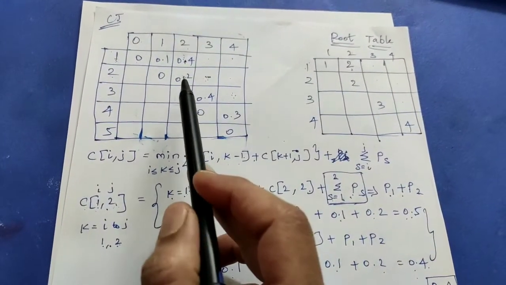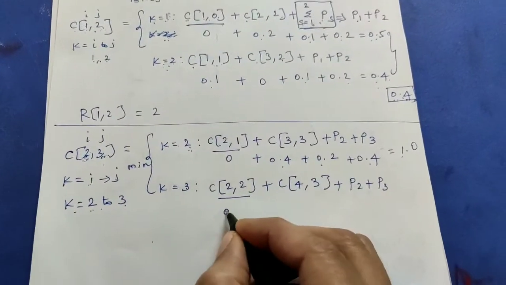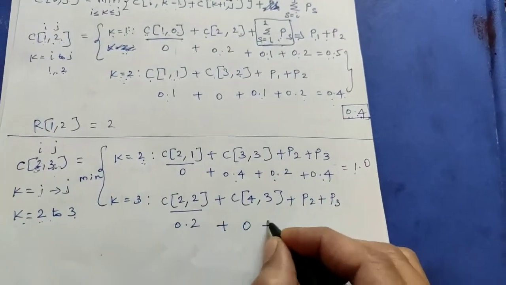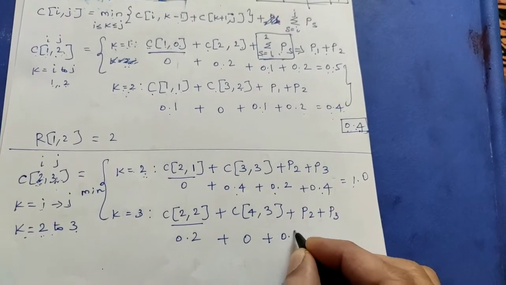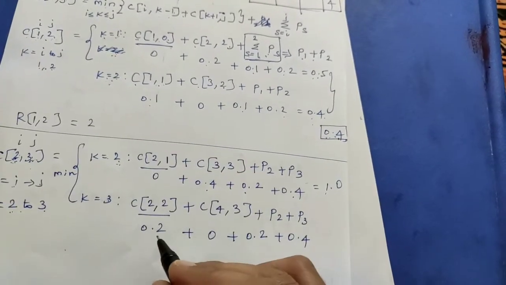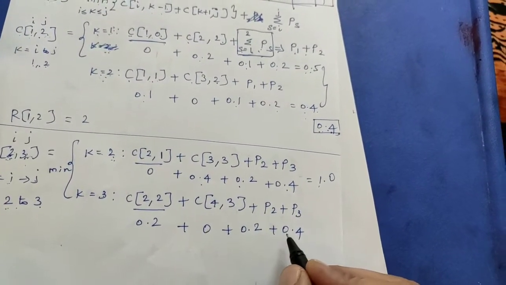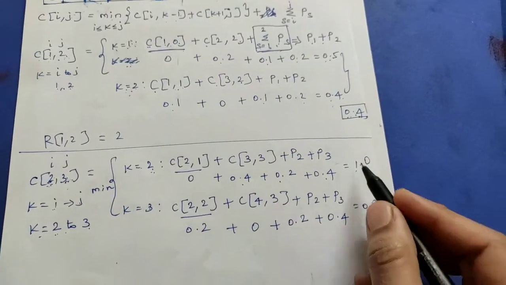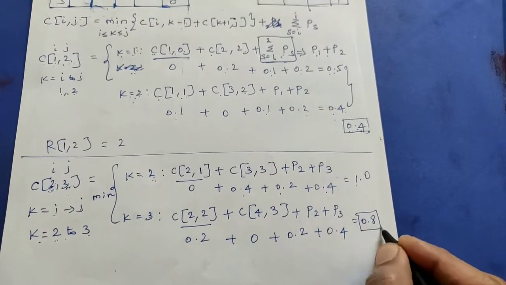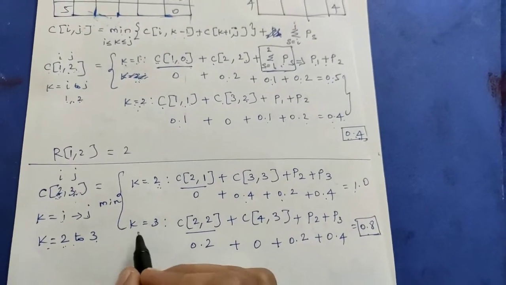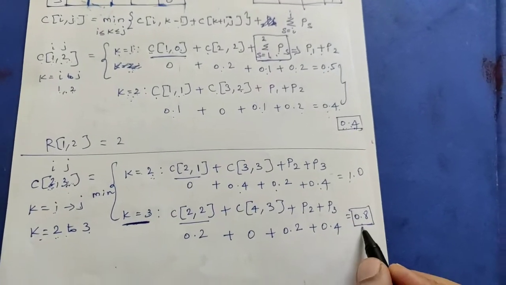2 comma 2, I have 0.2 as the value. Write it. In the cost table 4 comma 3, I have the value as 0, plus probability of the second item is 0.2. Probability of the third item is 0.4. So totally if I see 0.2 plus 0.2, it will be 0.4. 0.4 plus 0.4, it will be 0.8. Out of these two, which is minimum, this will be considered as a minimum. Which k value has given you this as the minimum? K value 3 has given you this as the minimum.